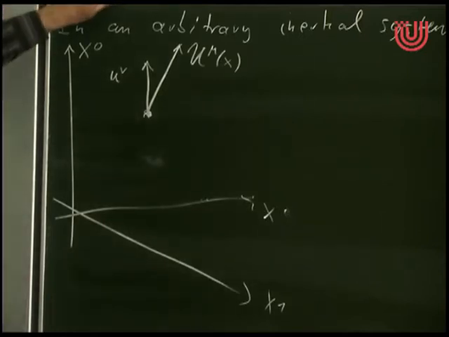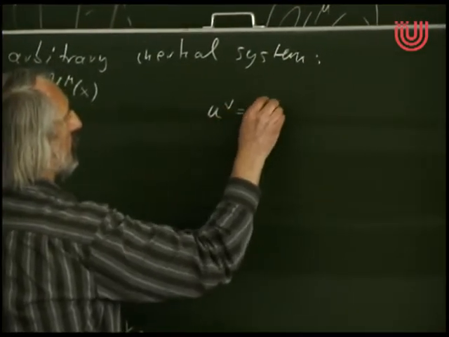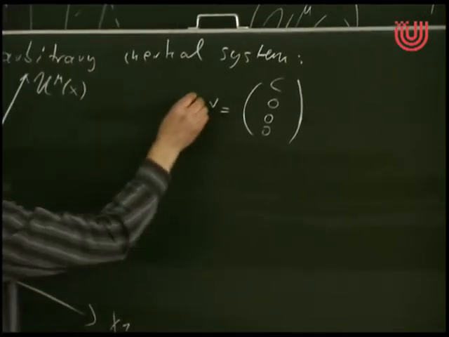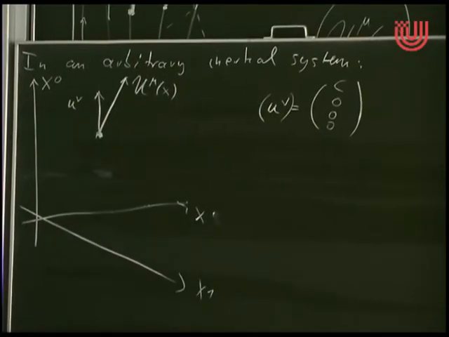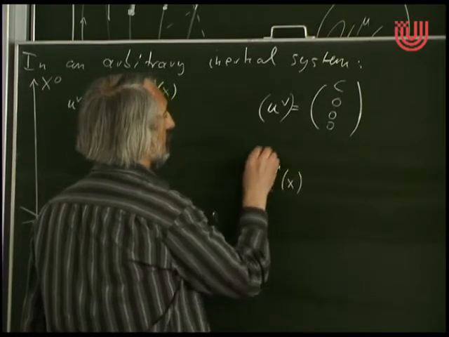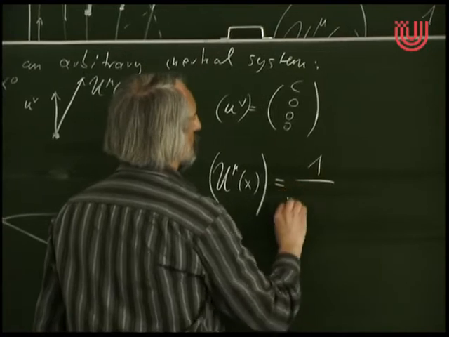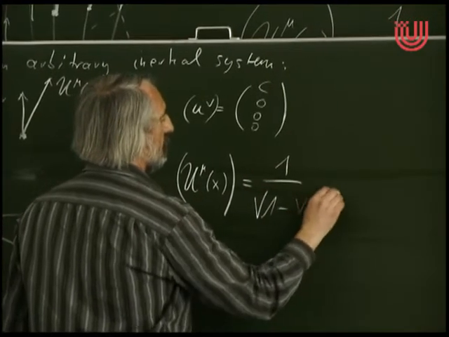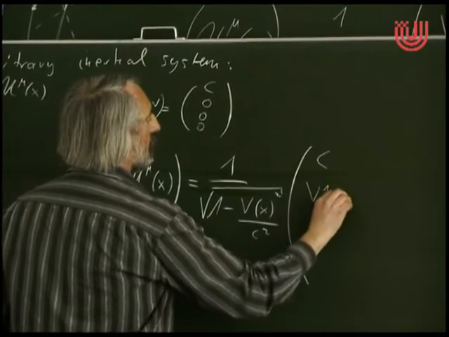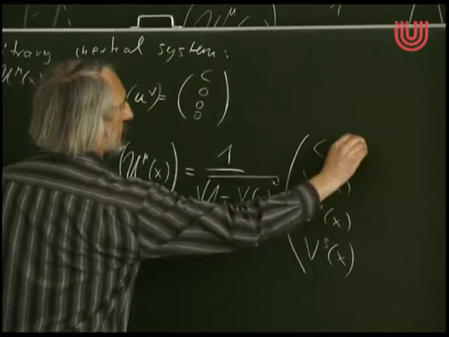And so in this coordinate system now, my u nu has the coordinates c, 0, 0, 0. That's 4 components which characterize a little u. And my big U will have this general expression. So it will be characterized by a 3-velocity v. So it will be something like 1 over the square root of 1 minus v of x squared over c squared, times c, v1 of x, v2 of x, v3 of x.